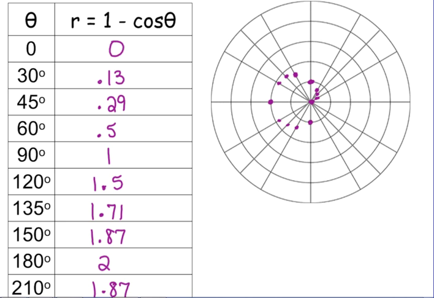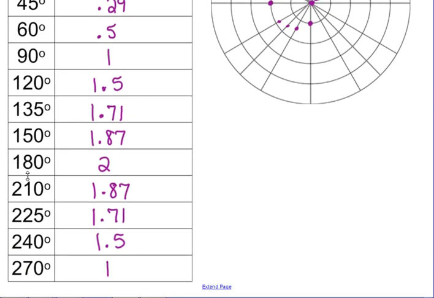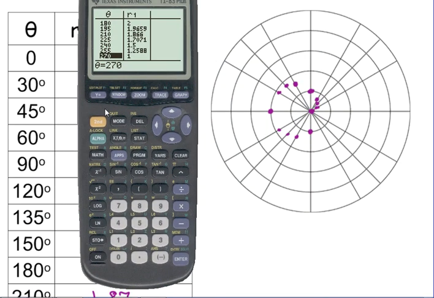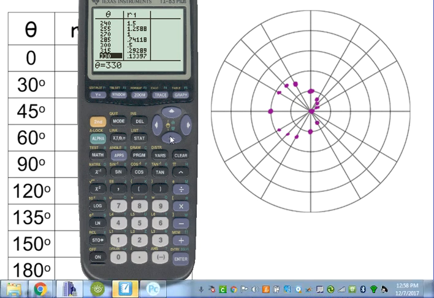270 is 1. I didn't go past 270 on the table, but in my calculator here, I can keep going. Look what happens. I start spiraling in again. I've got for 300, 0.5. For 330, 0.13. For 360, we're back at 0.